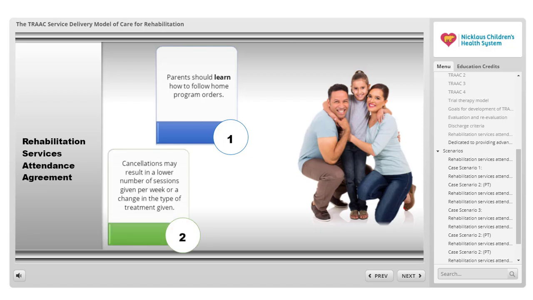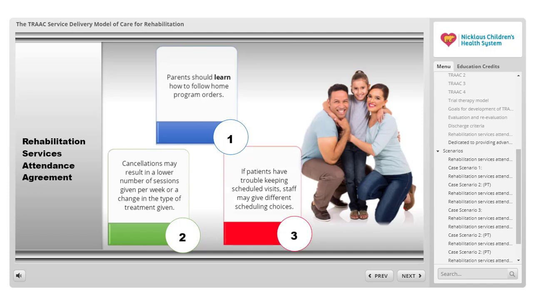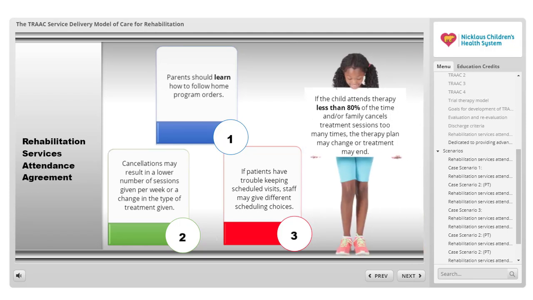Cancellations may result in a lower number of sessions given per week or a change in the type of treatment given. If patients have trouble keeping scheduled visits, staff may give different scheduling choices. If the child attends therapy less than 80% of the time, and/or the family cancels treatment sessions too many times, the therapy plan may change or treatment may end.